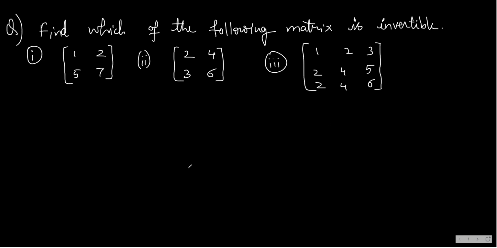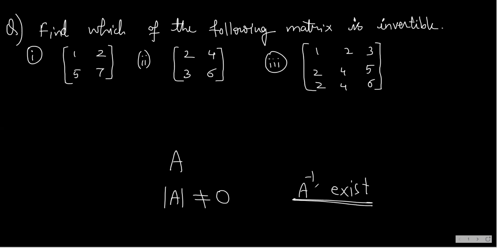Suppose you have a matrix A, and this matrix A has its determinant some number which is not zero. Its determinant is not equal to zero. Then you will say A inverse exists. That is, matrix A has an inverse.